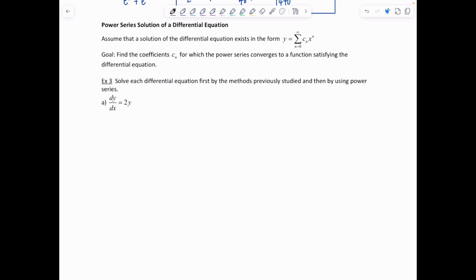Well, first we're going to assume that a solution of the differential equation exists in the form of a power series. So we assume that we're headed in the right direction, that the solution can be expressed as the sum n equals 0 to infinity c sub n times x to the n. What's our goal? To find exactly those coefficients c sub n for which the power series converges to a function satisfying the differential equation. So we're going to solve each differential equation first by methods previously studied, so at least we know what the answer should be, and then by using power series.